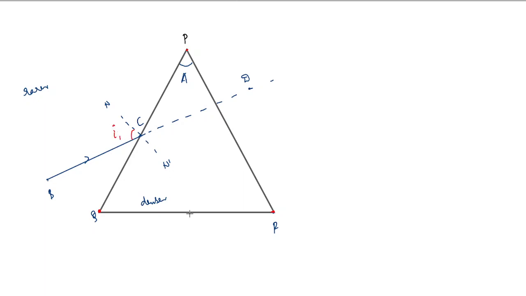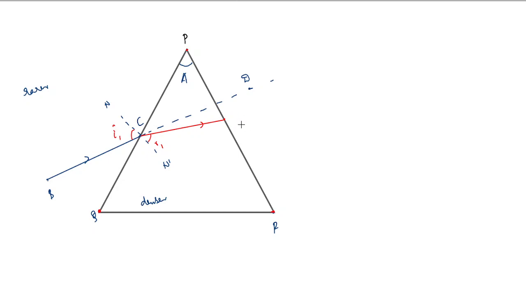And here the light refracts, and then instead of going along CD, the light ray would bend towards the normal. So assume that the light ray bends like this. The angle made here is called R1. Let this be some point E.